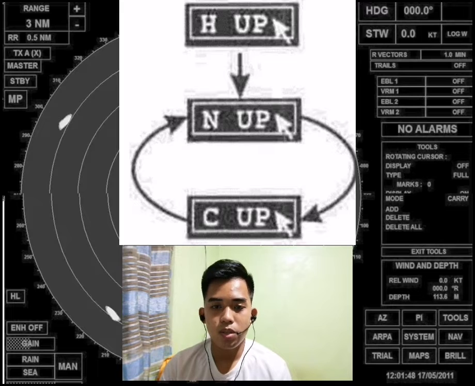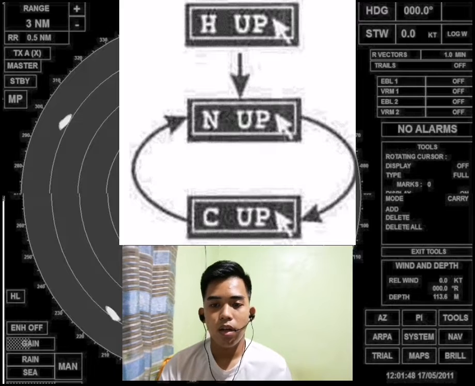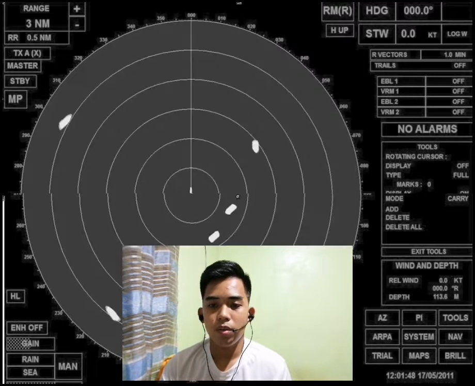A double press of the key in CRS up gives us a CRS up reset. A long press of the key while in C up or north up will change the display to unstabilized, or in our acronym, head up, H up.